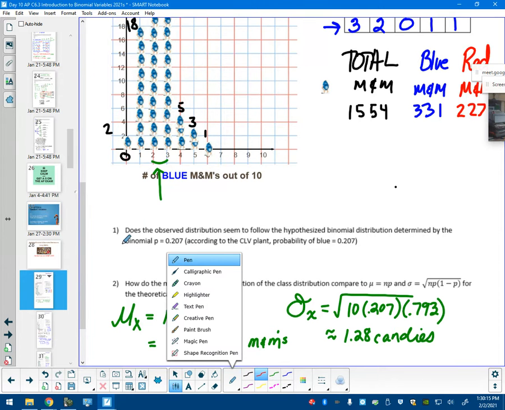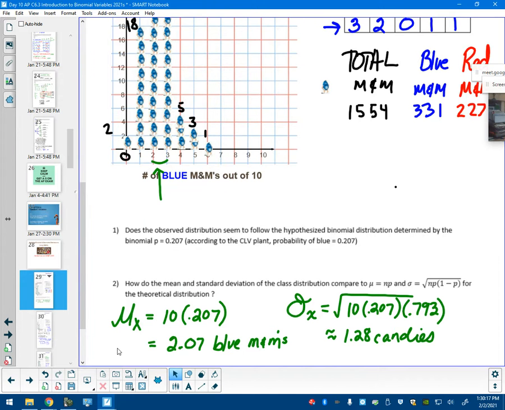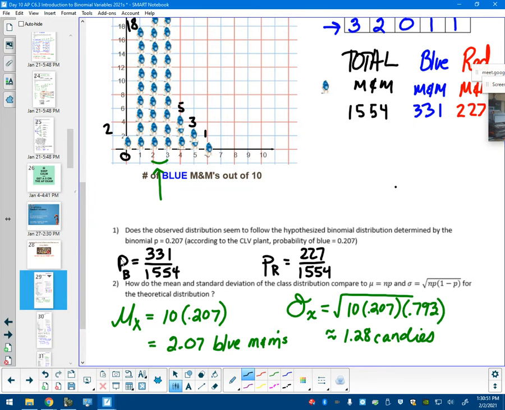Okay, so what can I do with this? Well, we can see how close our sample was. Granted, it's not a huge sample compared to all the M&Ms in the world, or all the M&Ms produced at the Cleveland plant even in an hour. This is pretty wimpy. But if I want to find out what is my proportion of blue M&Ms, 331 divided by 1554. That's the proportion of blue. And the proportion of red M&Ms, 227 divided by 1554. See how close we are coming to what they claim to be.